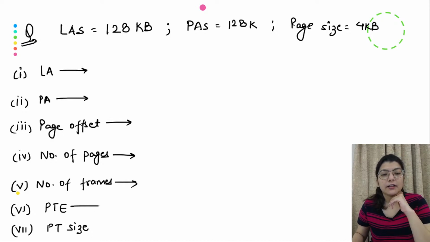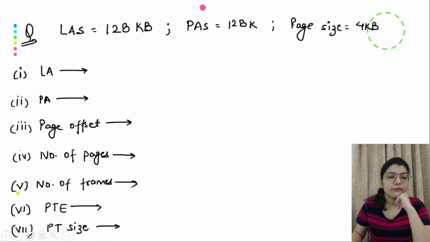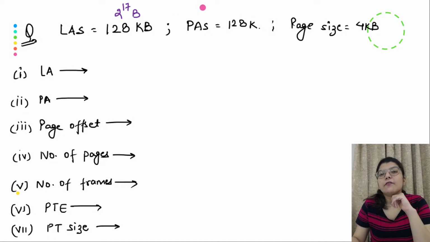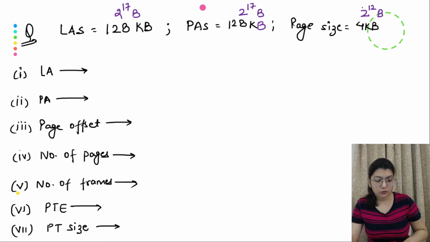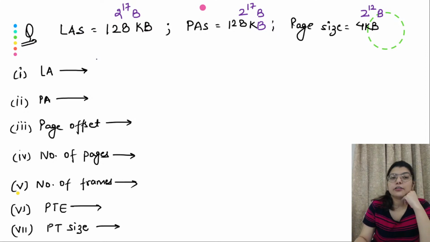First tell me what is LA, what will be LA? Let us start one by one. So now as you can see here, this is 128 KB. So 128 KB ko I can write it as 2 raised to power 17 bytes. And page size 4 KB है, so it can be written as 2 raised to power 12 bytes. Yes or no? So what will be LA? LA is basically logical address space में कितनी bits you are using, that is LA, logical address. So that will be 17 bits.